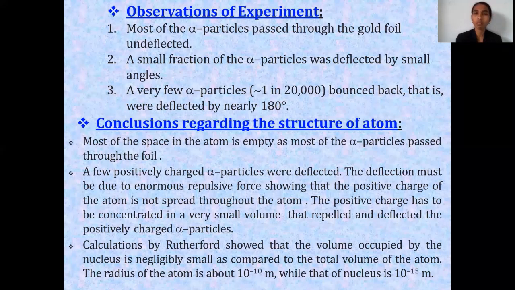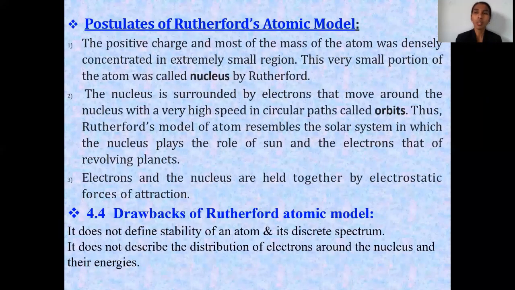So जे कॅल्क्युलेशन केले गेले रुदरफोर्डनं, after that calculation he showed that the volume occupied by the nucleus is very negligible and it is small as compared to the total volume of the atom. पूर्ण जर ऍटमचा व्हॉल्यूम कन्सिडर केला तुम्ही तर त्यापैकी अगदी कमी जागेमध्ये काय आहे तर ऍटमचा न्यूक्लियस आहे. So these are the conclusions regarding the structure of atom by Rutherford. Now from these observations and conclusions he put forth some postulates, that is postulates of Rutherford's atomic model.